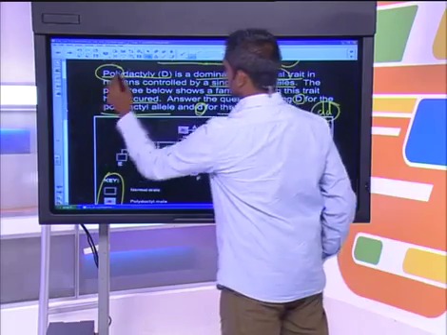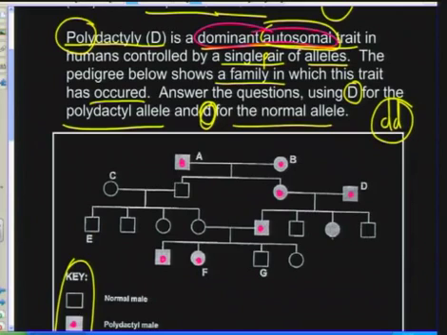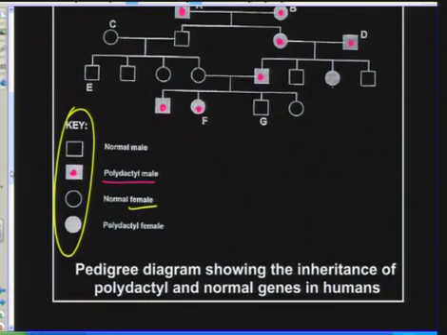Let's look at what they've asked us. They said polydactyly is a dominant autosomal condition controlled by a single pair of alleles. The pedigree shows us that. We've got to use capital D for the polydactyl allele and small d for the normal allele. It simply means that if you are normal, which are these individuals here, I'm going to change my highlighter and put in, let's say, green.